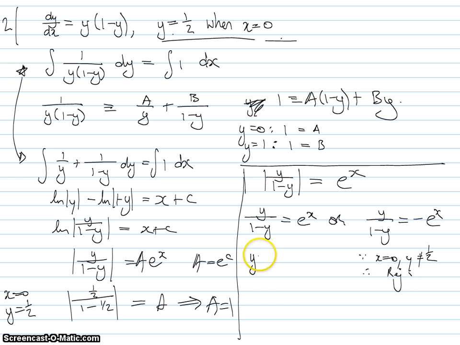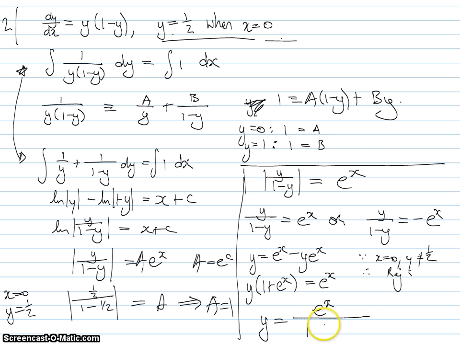This one gives me y is equal to e to the x minus y e to the x. Gives me y(1 plus e to the x) equals e to the x. And then we get our final equation, y is equal to e to the x over 1 plus e to the power of x. And now we are finished.